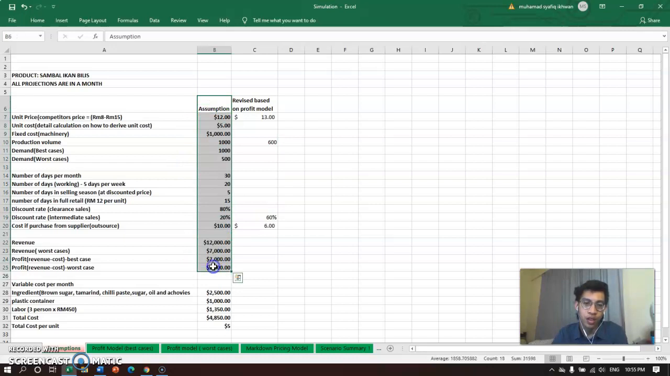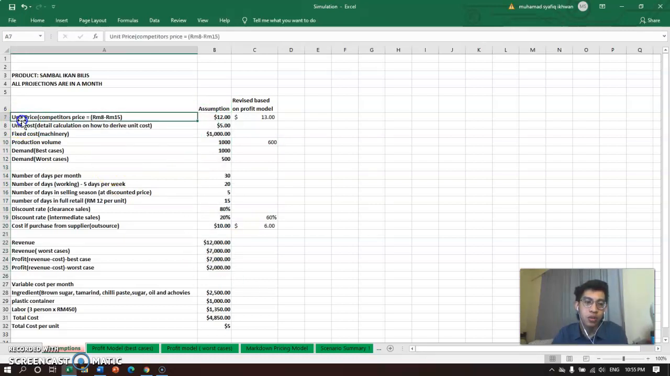So I need to know whether my unit price of 12 ringgit is suitable for me to have a revenue of 12,000 ringgit and a profit of 7,000 ringgit per month. Is it suitable for me to sell 1,000 units per month and gain this revenue and profit? I need to know whether it is suitable or not.